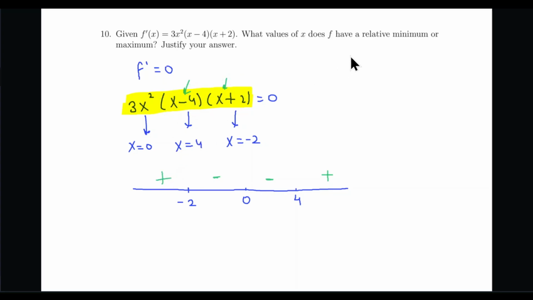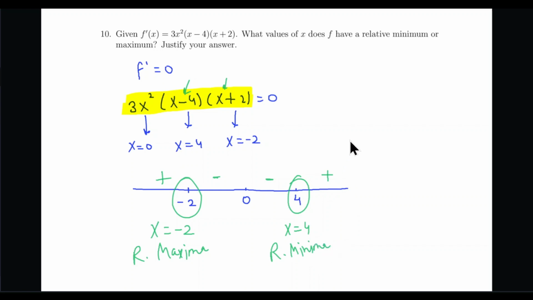They're asking relative minima or maxima. So this is relative maxima. X equal to -2 is relative maxima because it's changing from plus to minus, and this is just a critical point. It's neither max nor min because there is no sign change, and this will be relative minima because it is changing from negative to positive over here.